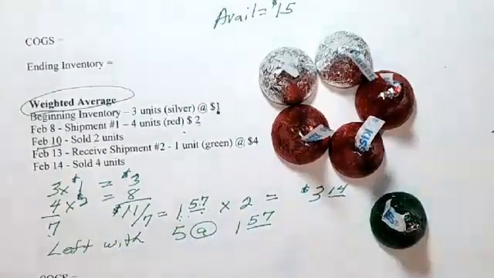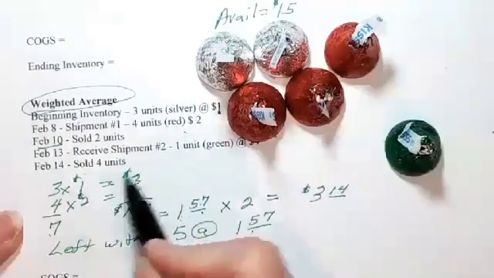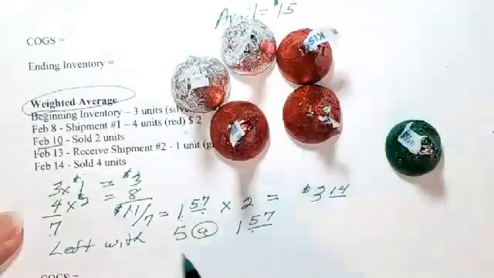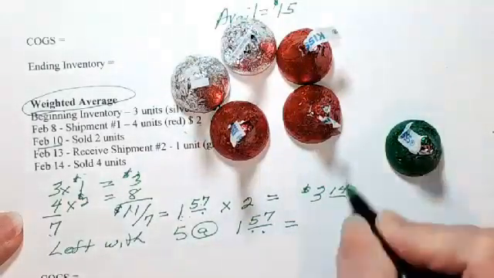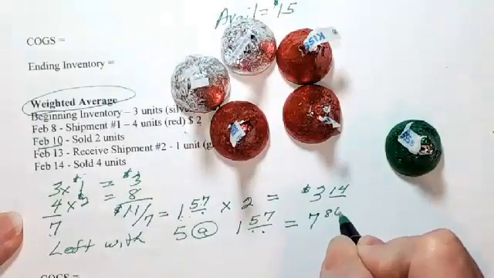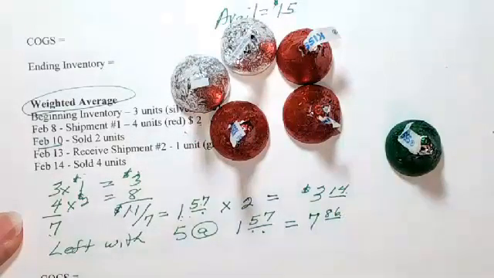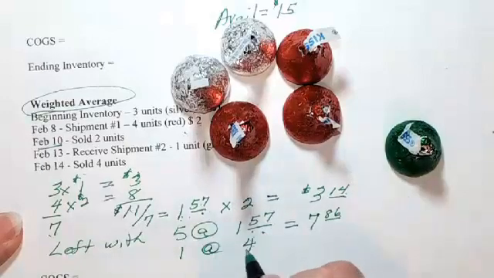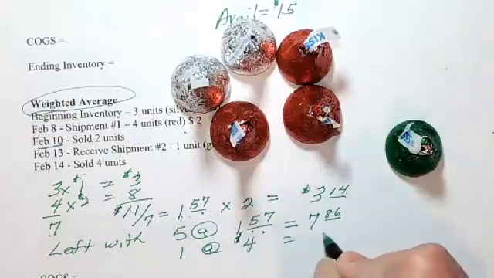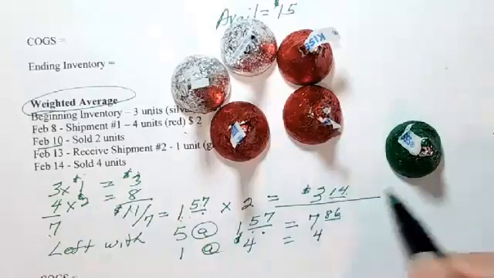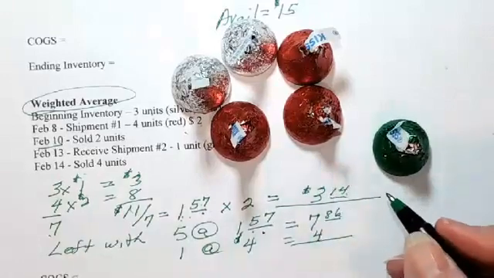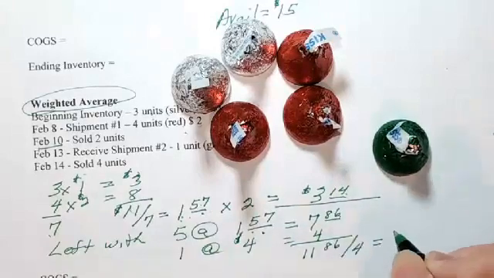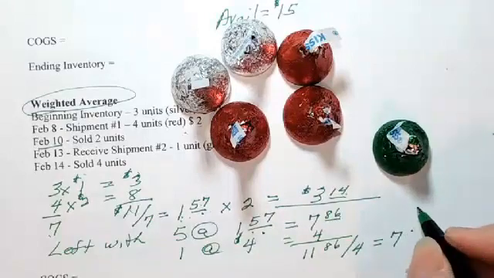So now I buy this green one. When I sell these 4, I have to come up with a new price. So I've got these 5 at $1.57, which is $7.86, so that it comes out nice. If you keep your decimals going, it works. And then I bought this one at $4. When I put a $4 here, so that's my cost of goods sold, I now have $11.86. I want to divide that by 4, and you come up with about $7.90.